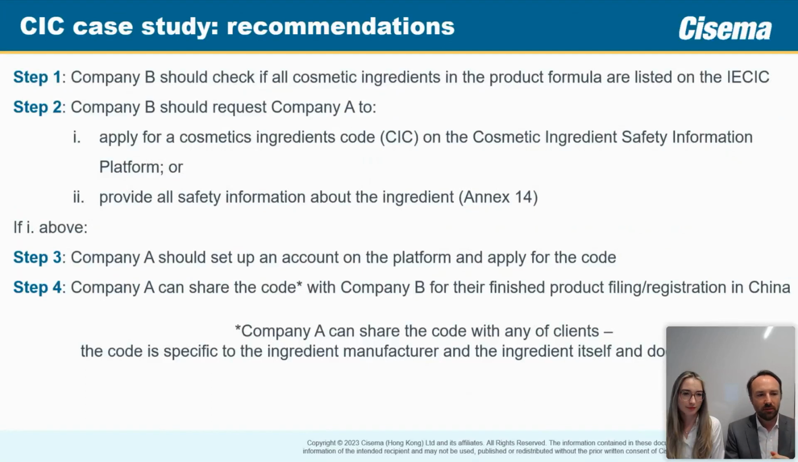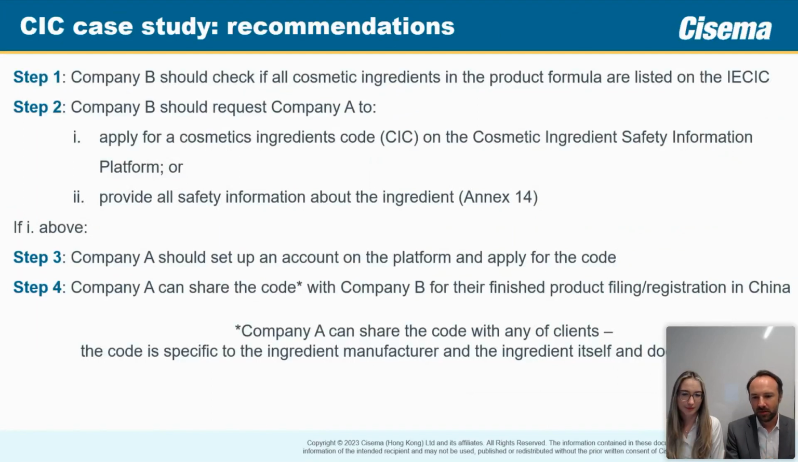If it's item 1 above, i.e. you've got the code, then of course Company A needs to go about setting up its online account and obtaining the relevant code. Then the ingredient supplier can share the code with not only the cosmetics customer on this occasion, but other potential cosmetics customers who use the same ingredient that the ingredient supplier will supply to in the supply chain. And that's a very brief overview of what the process looks like. That actually takes us to the end of our presentation.